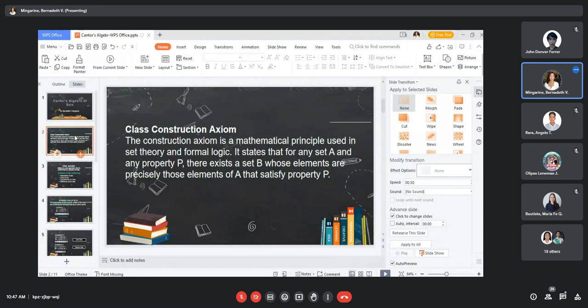It states that for any set A and any property P, there exists a set B whose elements are precisely those elements of A that satisfy property P. It allows us to define a subset of a given set based on a specific property or condition.